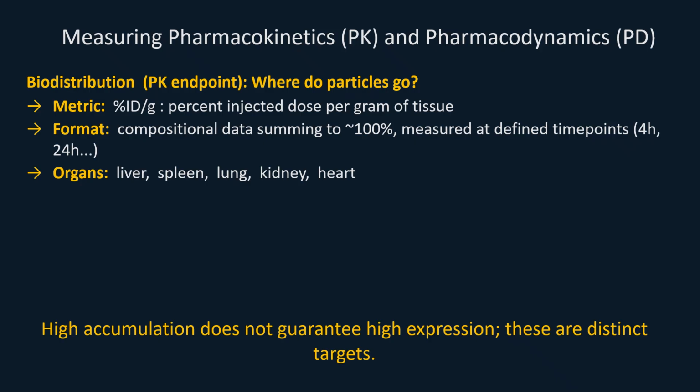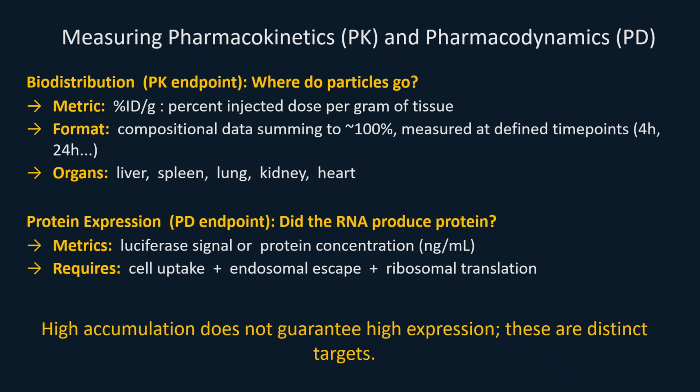Importantly, these values behave like compositional data. They sum to roughly 100%. So an increase in one organ necessarily reduces availability for others. The second is pharmacodynamics. Did the delivered RNA actually produce protein? This is typically measured using a reporter signal or direct protein concentration.